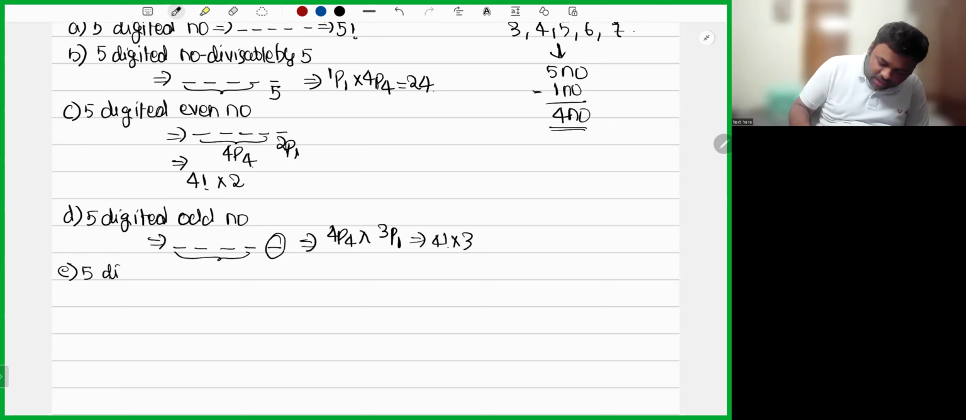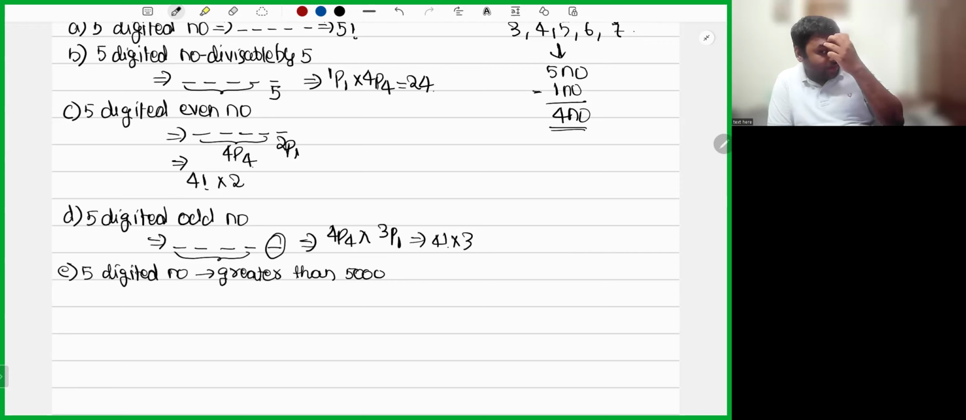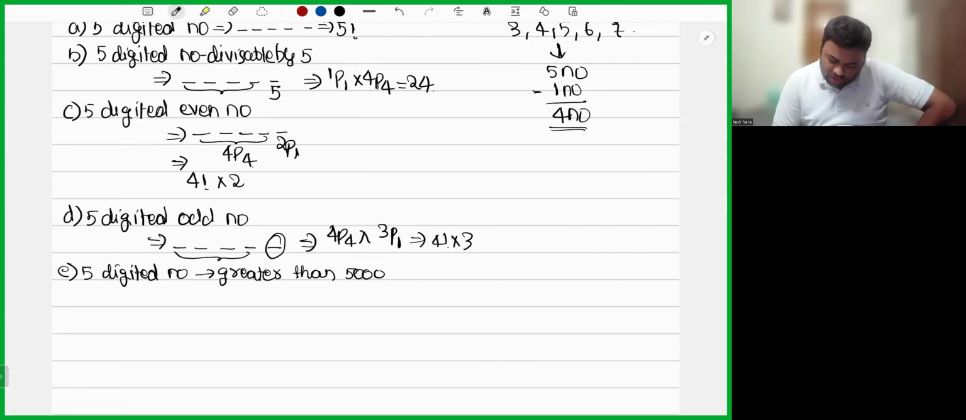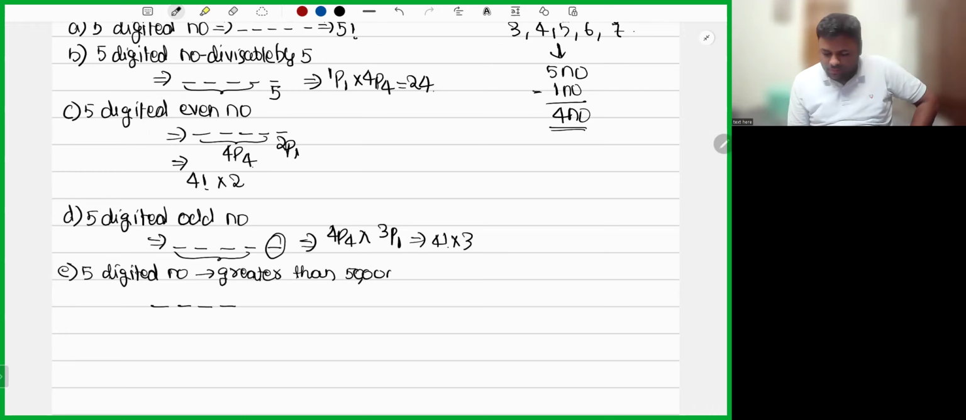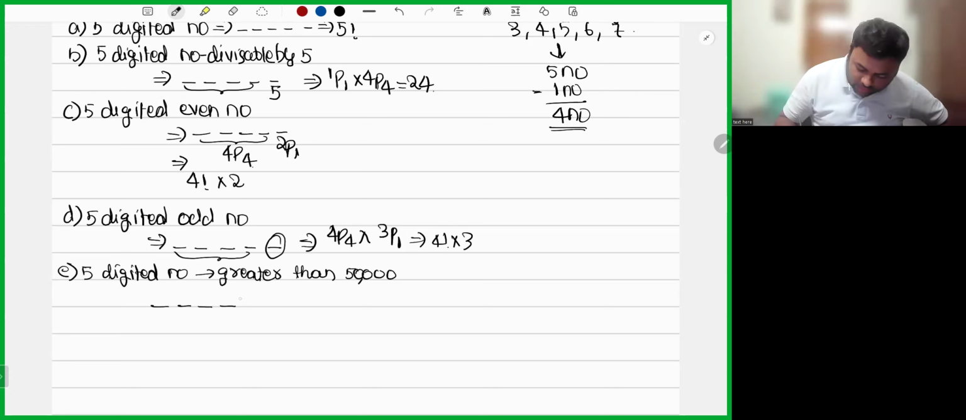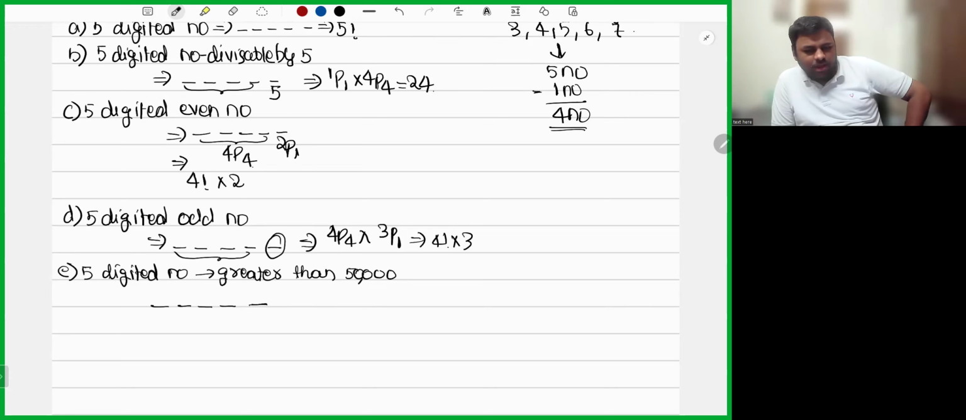5-digit number greater than 5,000. I'm asking, please get a 5-digit number which is greater than 5,000. How will you get a 5-digit number greater than 5,000? 1, 2, 3, 4. Sir, every 5-digit number is greater than 5,000. Okay, greater than 50,000, sir, not 5,000. 5-digit number greater than 50,000. Please tell me a 5-digit number greater than 50,000.